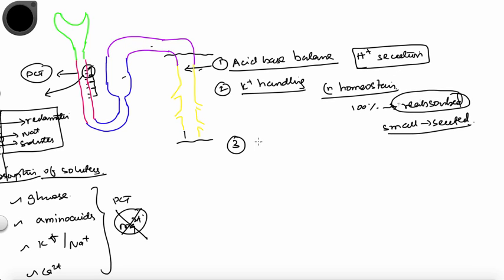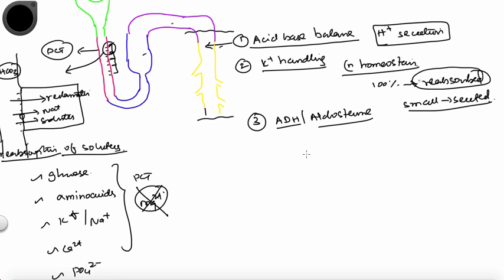And number three is the two important hormones that act here: ADH and aldosterone. This distal part of the nephron is the site of action of these two important hormones, the antidiuretic hormone, ADH, and aldosterone.